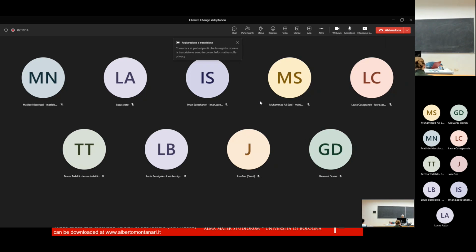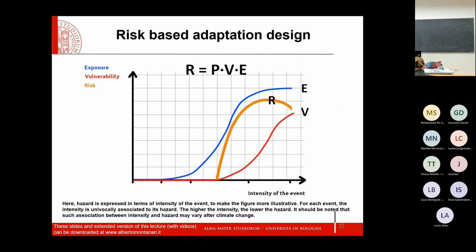Okay, so let's start again from this figure, and let's try to understand how it should be interpreted. So, as I said, in the horizontal axis there is the intensity of the event, which is treated as an independent variable.